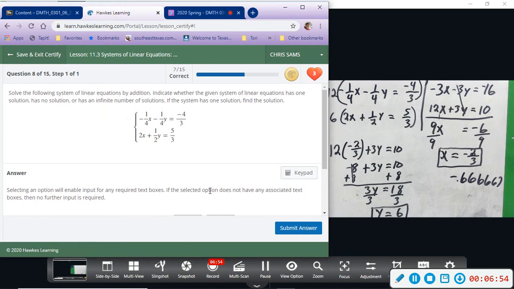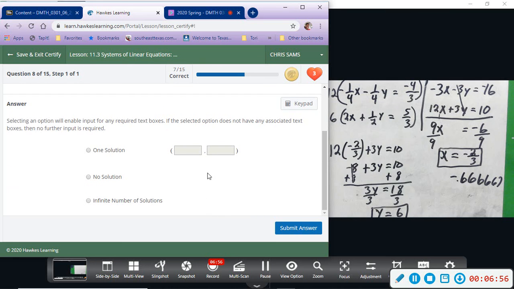So you got to be familiar with converting between decimal and fraction, some of those common ones. Alright, so we got one solution. We have x as negative 2/3, and then we have y as 6.